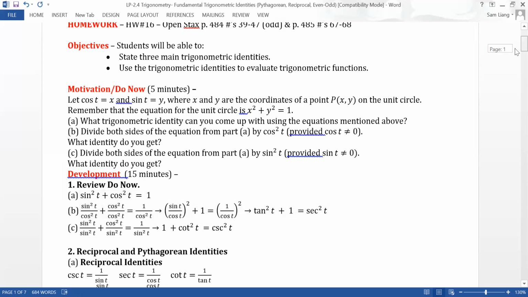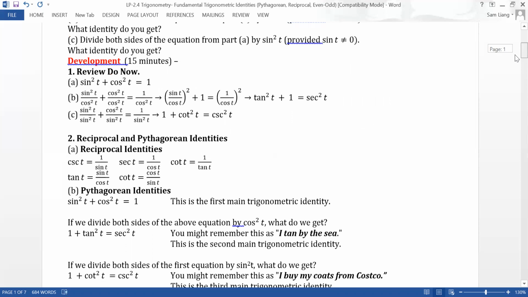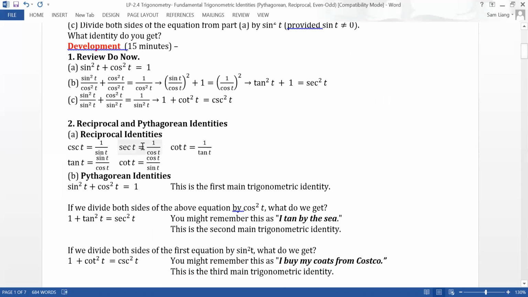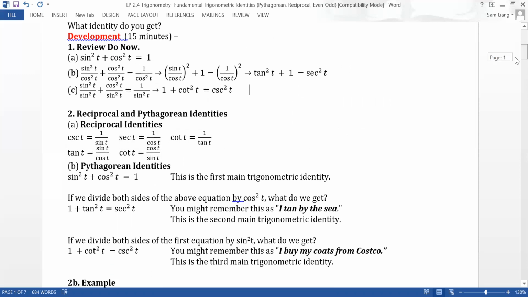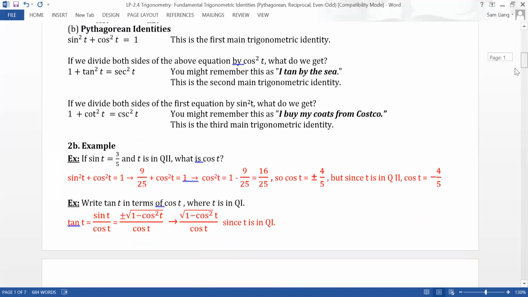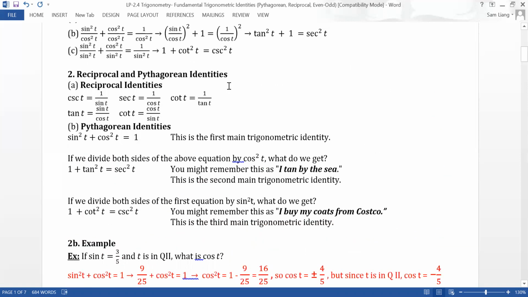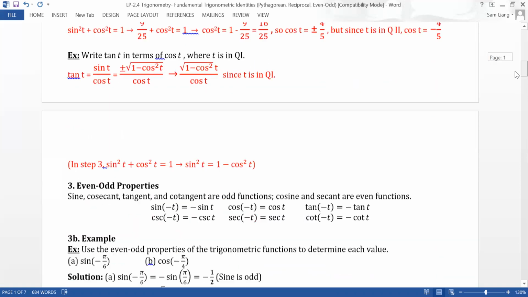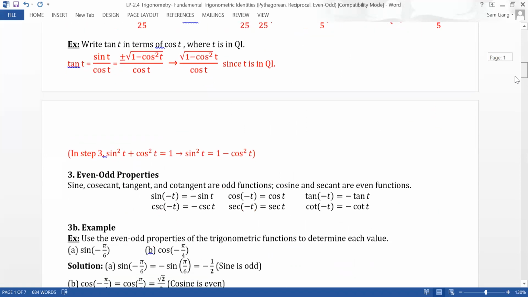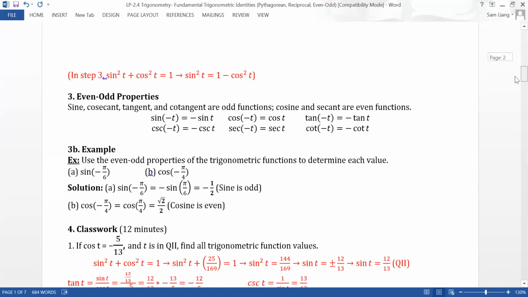Okay, so the rest of the lesson is we're going to go into the reciprocal identities. Just a recap of what we did last time, but this time we will also define cotangent in two ways. Next, we have the Pythagorean identities, which we have from the do now, and then just a few examples. After the Pythagorean identities and the reciprocal identities, we're going to go through the even and odd properties of our trig functions, and then some more examples and classwork.